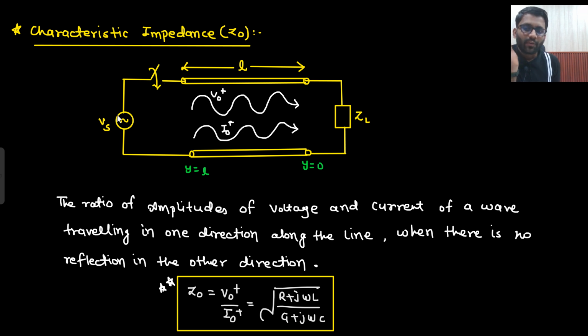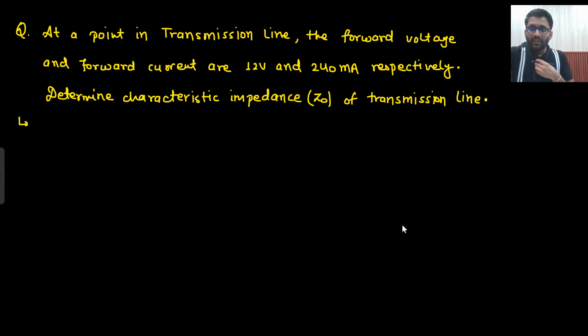Now tell me one thing: from this Vs, if some V0 plus wave is coming, what impedance will it see? Z0, right? Because V0 plus will go here and see that this transmission line has Z0 impedance, and ahead also there is Z0 impedance. On the complete transmission line it will see Z0 impedance, because the ratio of V0 plus divided by I0 plus is equal to Z0. So as V0 plus goes out, it will always see Z0 impedance. Let's see a numerical, a very easy numerical. At a point in a transmission line, the forward voltage and forward current are 12 volt and 240 milliampere.